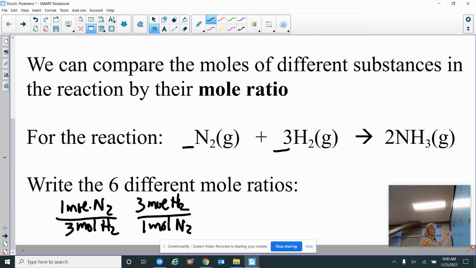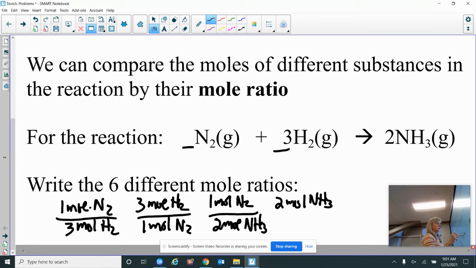Or we can compare our N2 to our product. We could say there's 1 mole of N2 to 2 moles of NH3. Again, just looking at the coefficients, those are our mole amounts. We could flip that one. 2 moles of NH3 is equal to 1 mole of N2. So we've compared one reactant to the other reactant. We've compared one of the reactants to the product. And then now we can compare the other reactant to the product.